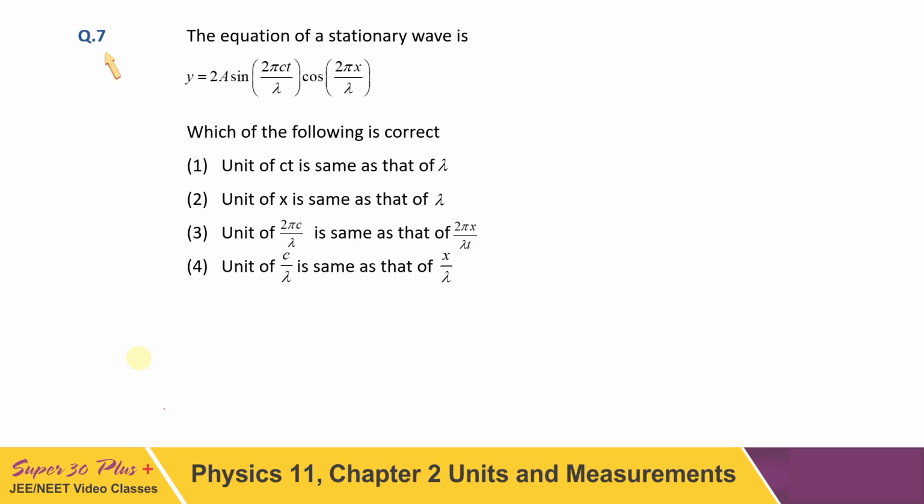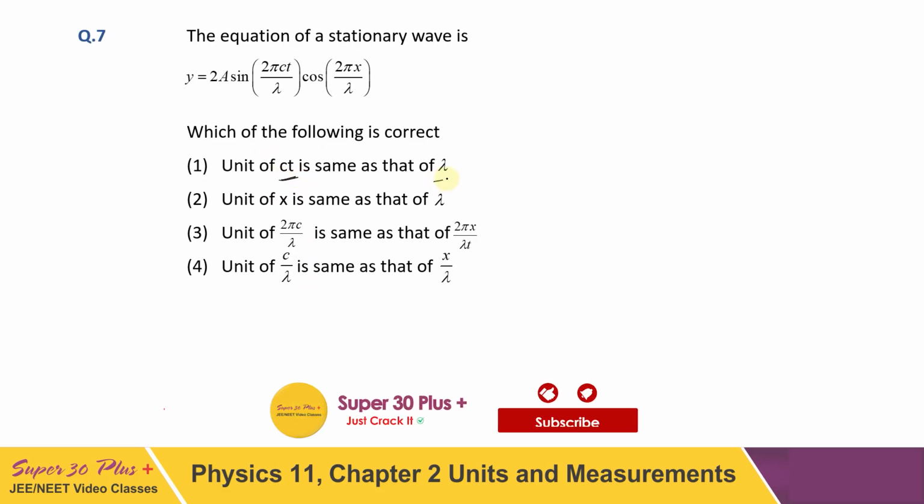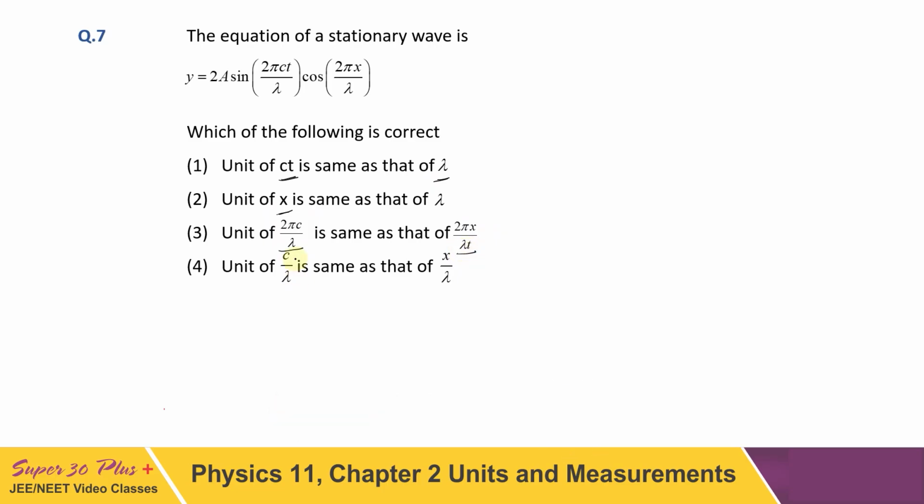This question says the equation of a stationary wave is y is equal to 2a sine 2 pi ct upon lambda cos 2 pi x upon lambda. And it is asking which of the following is correct. Different options are given here. Now we have to check the unit of ct, lambda, x, 2 pi c by lambda, 2 pi x upon lambda, t, c by lambda and x by lambda, right? So let us start with option number 1.